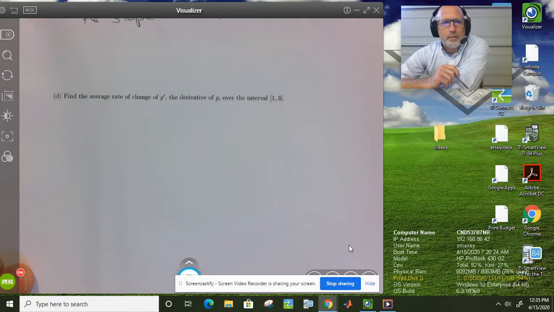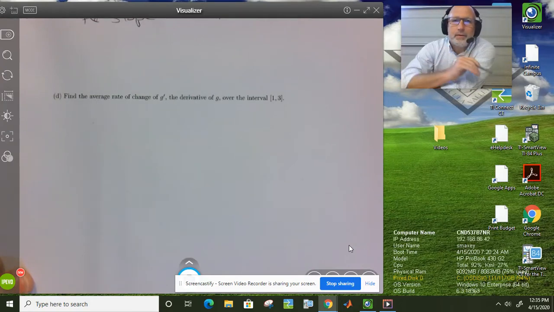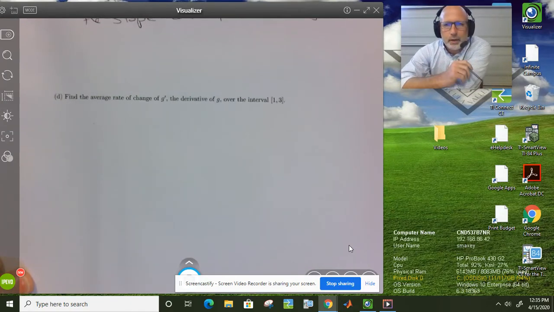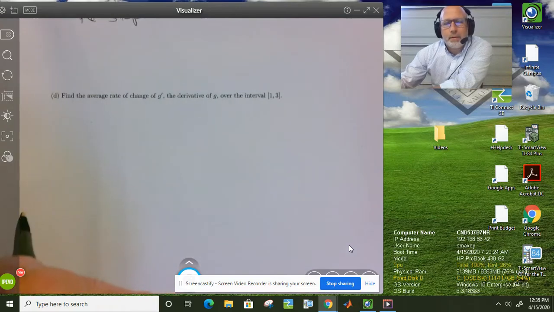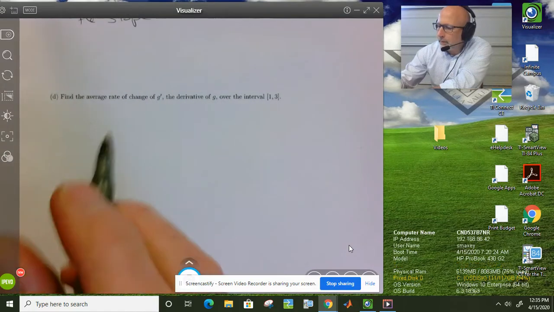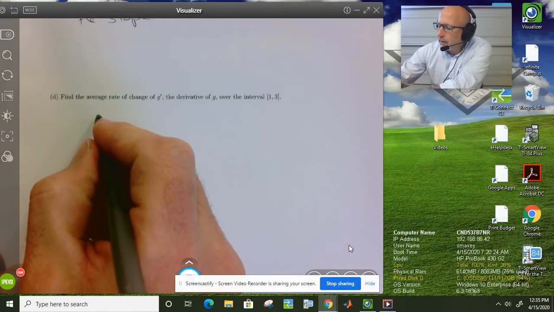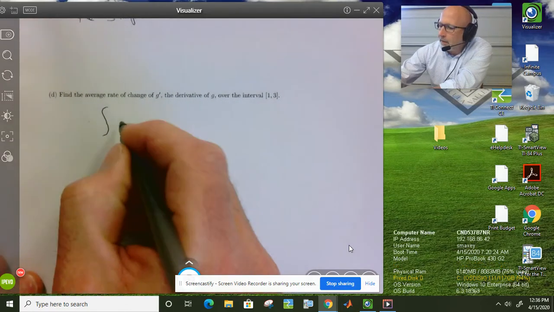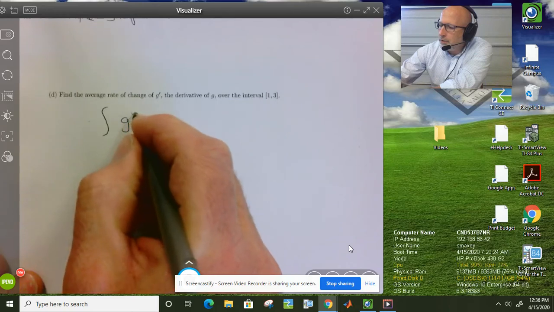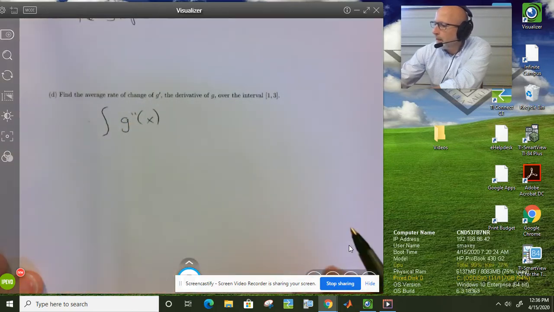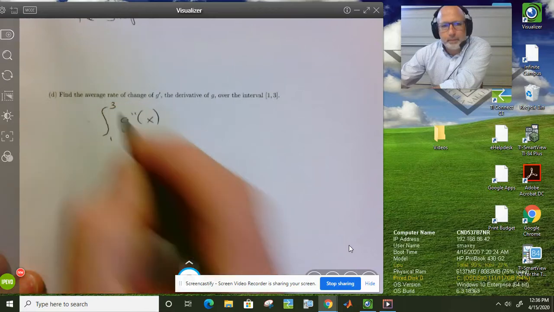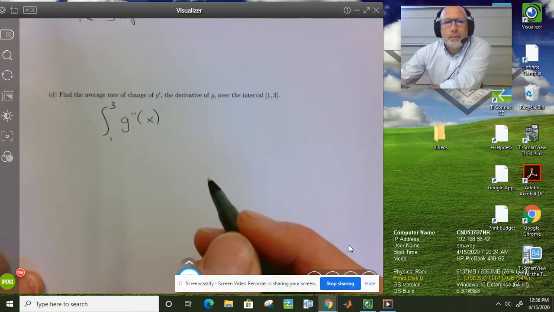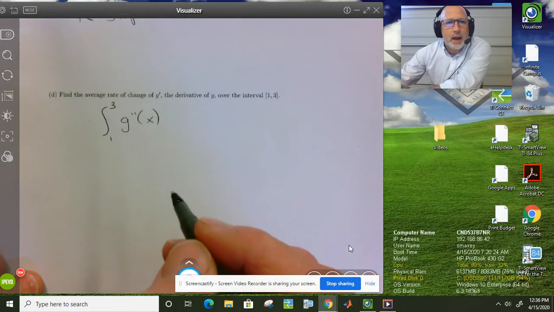So how do you find the average of anything? You add them all up and you divide by how much you have. Now this is tricky because we have something that's a continuous function, g double prime. So how do you add up an infinite amount of continuous data points? What you're going to do is integrate it. Integral is the same thing as adding up. So I'm going to integrate all of g double prime of x, and I'm going to go from 1 to 3. Now that's adding them all up, but now I still need to divide through by how many I have.